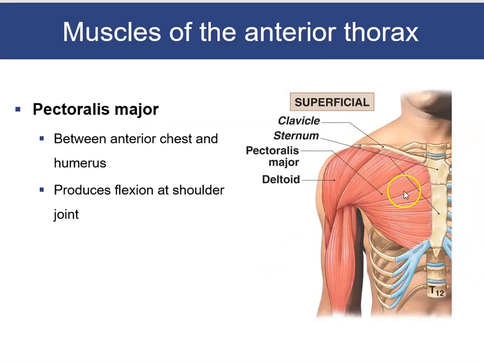Pectoralis major, large one on the front of the chest. This runs between the anterior chest and the humerus. It produces flexion at the shoulder joint. Coming to the back, muscles of the back and shoulder.